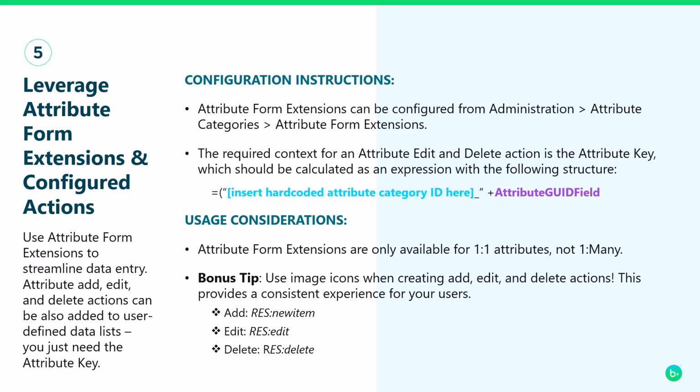If you want to take advantage of actions that are directly adding, editing, or deleting attributes on a record type, the key thing is to use a calculated expression with the following structure that you can see on this slide. As we mentioned, these attribute form extensions are only available for one-to-one attributes. And here's the first of the bonus tips that I promised. Don't forget, if you are going to add actions, take advantage of the icons that exist so that the experience is consistent for your users and they know what they are doing.